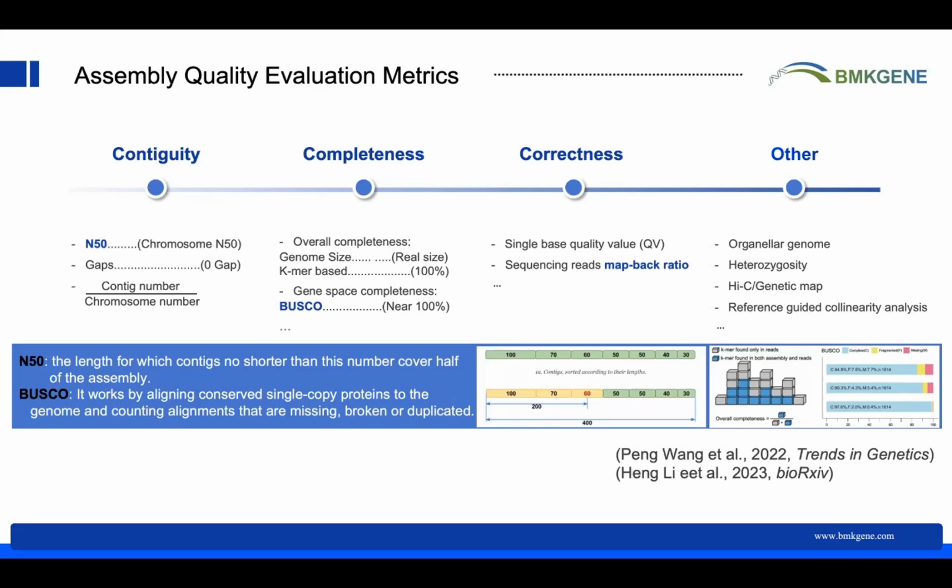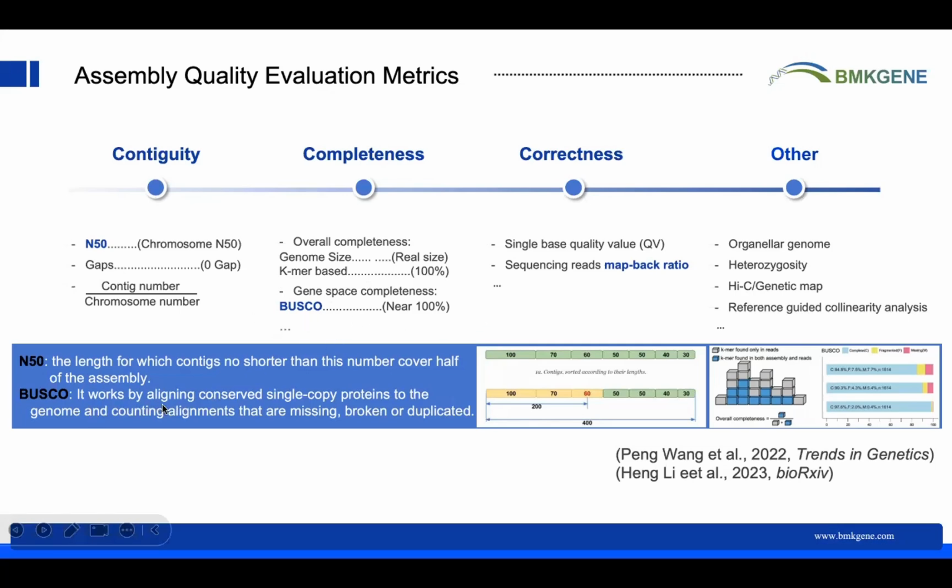Next is about the gene space completeness. It's not at the sequence level. It's about the genes that have been sequenced or predicted in the reference genome or the assembled genome. You can see here we use a BUSCO database to do the evaluation.